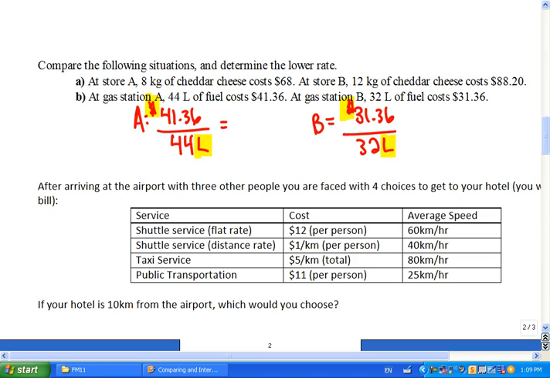Okay, let's take a look. Pretty much the exact same amount. It wasn't me this time. Okay, so $31.36, and we went 32 liters. So this was 98 cents per liter. Okay, so now the units match up the right way. It's actually gas station A, which was the better one.